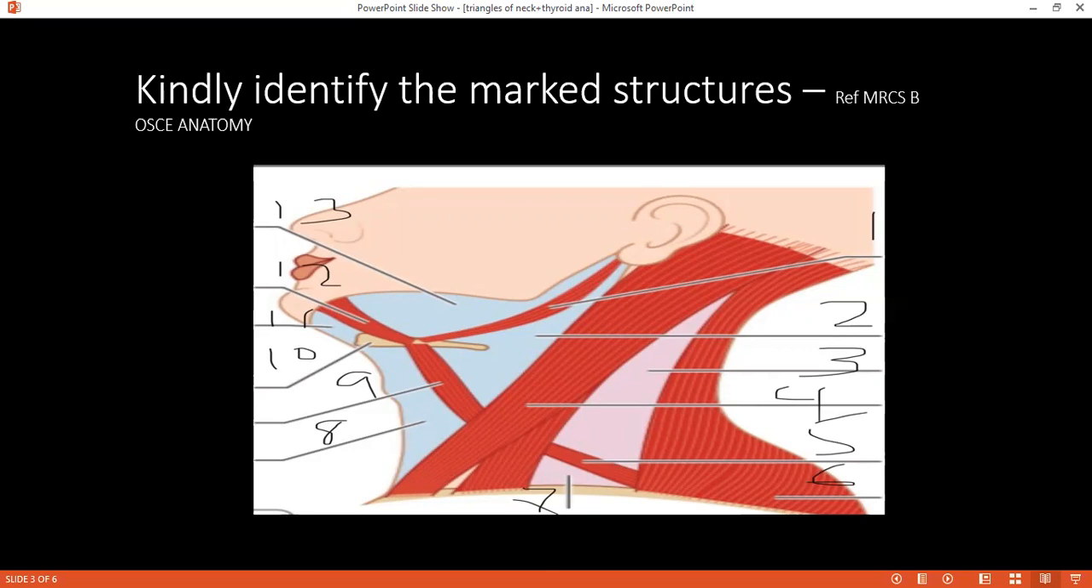Okay, can you please also tell me the contents of carotid triangle, please? The carotid triangle mainly contains carotid sheet, common carotid artery, internal carotid artery, external carotid artery, and vagus nerve between internal and external carotid arteries. And cervical sympathetic chain is embedded in the anterior part of the carotid sheet. Along with lymph nodes. All right, good.